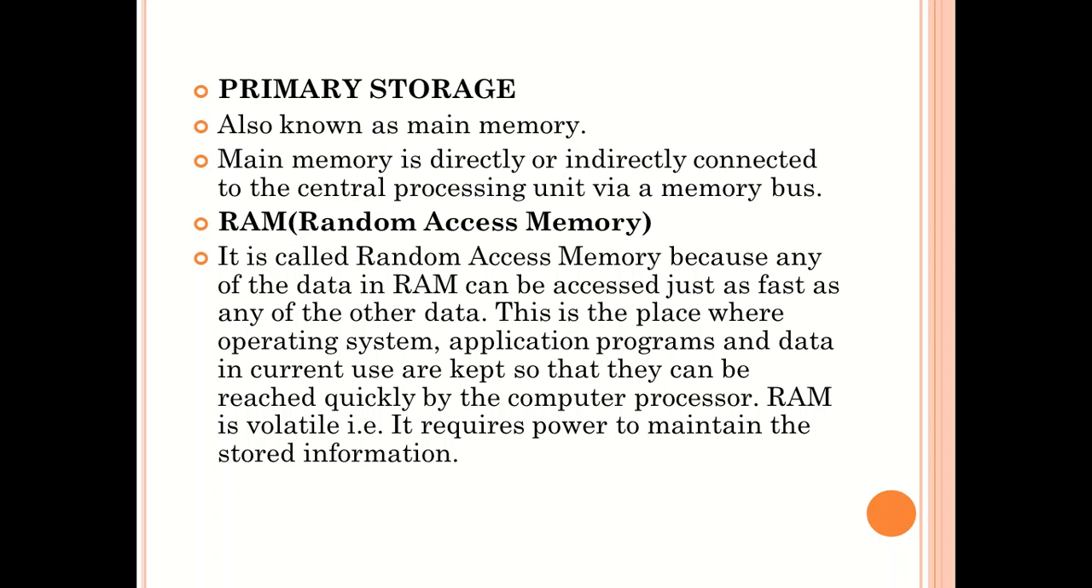Another thing that I need to mention is that the random access memory is volatile. Why do we say so? It's because it requires power for you to maintain the stored information. So once the power disappears, everything that has been held in this particular device also disappears. You cannot retrieve information that has been held on the random access memory. Okay, so that's why we call it volatile.